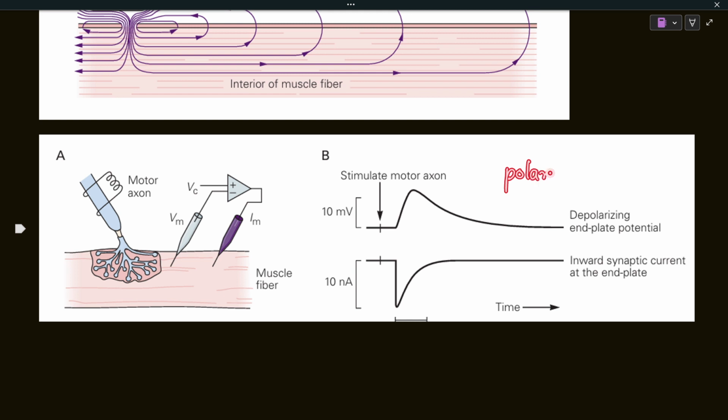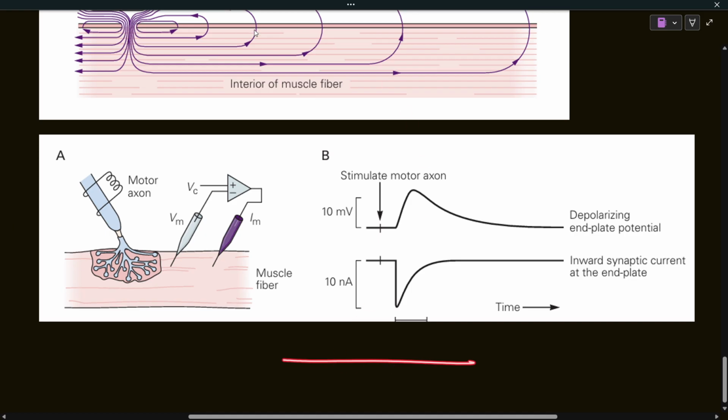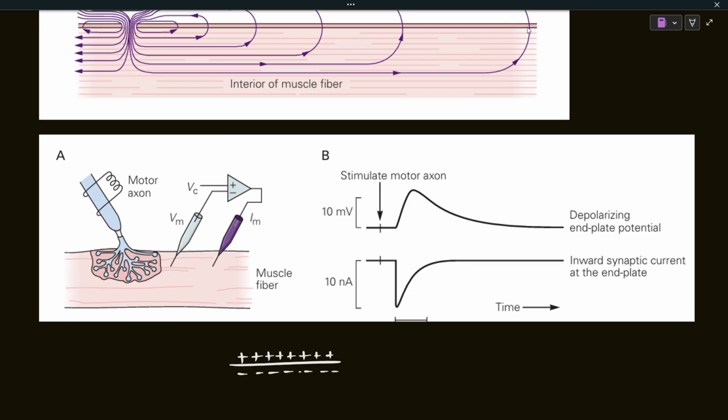Polarized means it has two poles, two ends. So a membrane is polarized means it is going to have two poles. One is the positive end of the membrane and the other end is negative, and that is why we are calling this membrane polarized. So depolarization, the D means something is being reduced. Depolarization means whatever polarization is here is decreasing, which means the charge separation is decreasing.